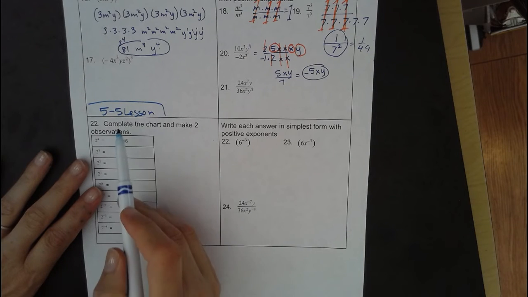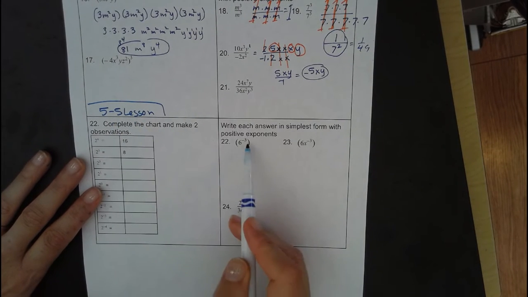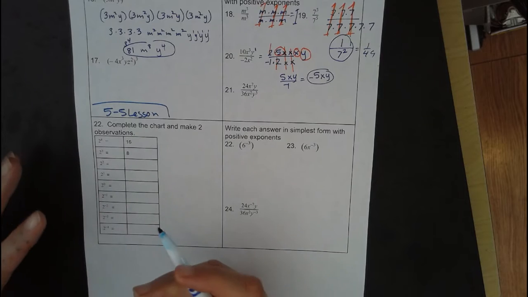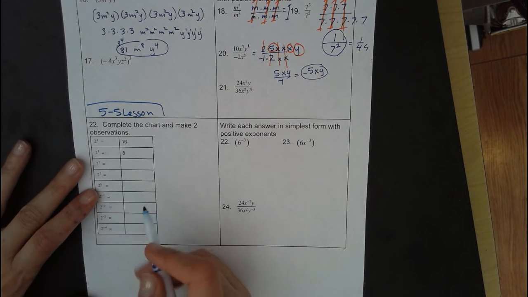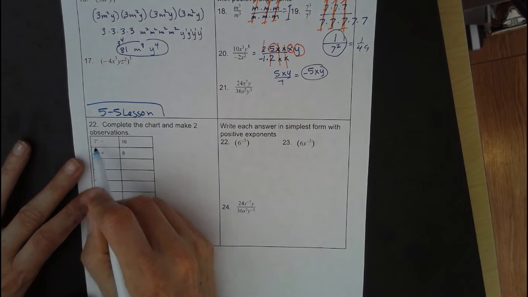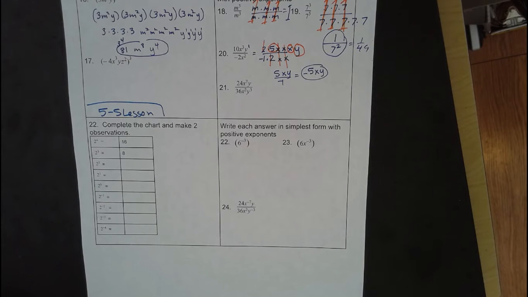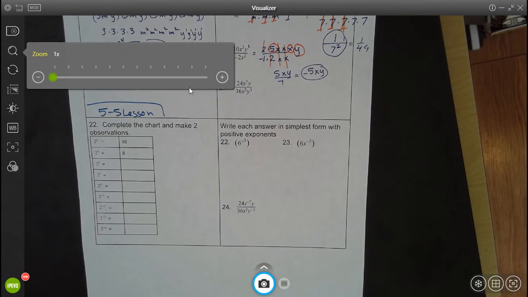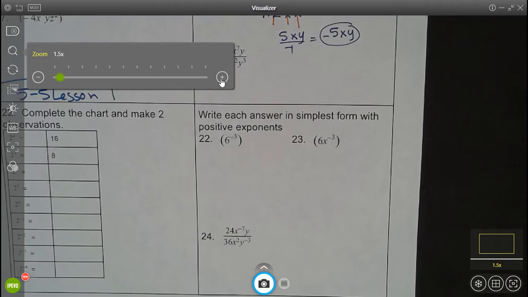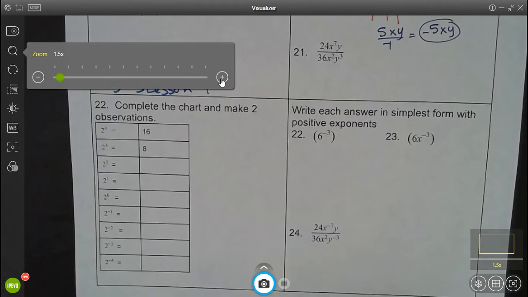Okay, so we're going to do lesson 5-5 today, which is negative exponents. And we need to figure out what this negative exponent means and make sense of it. We know that 2 to the fourth is 2 times 2 times 2 times 2, which is 16.